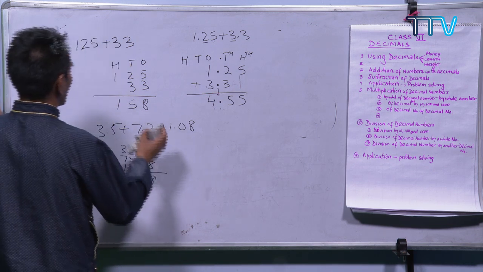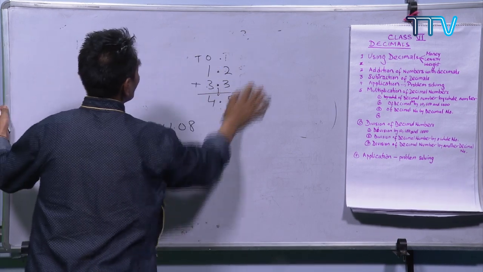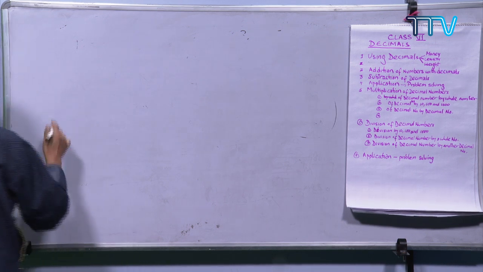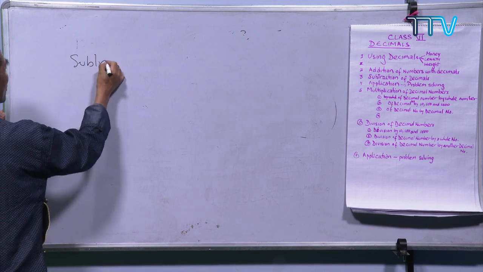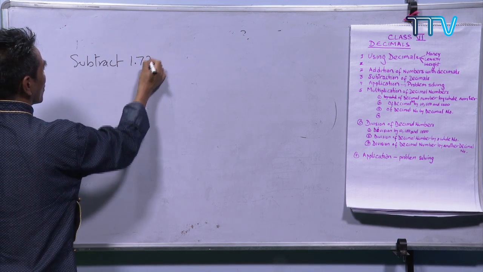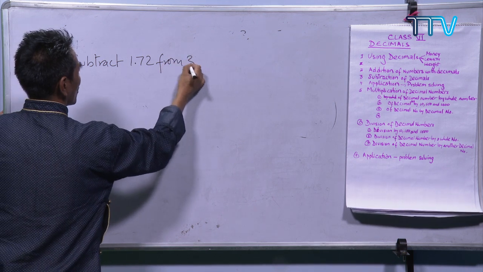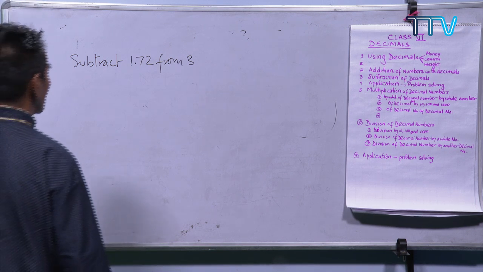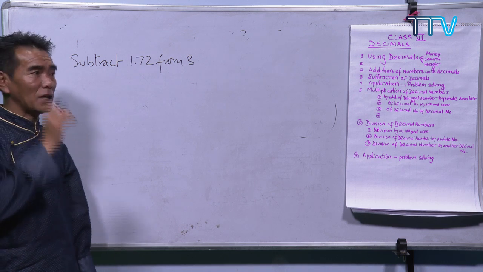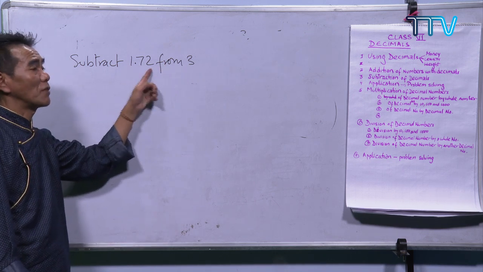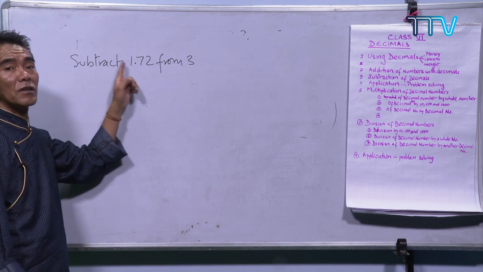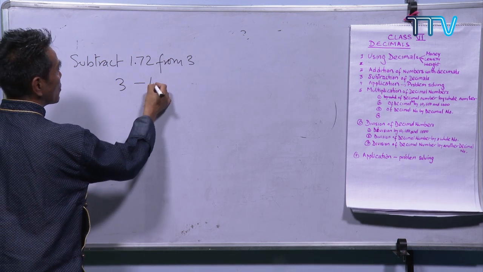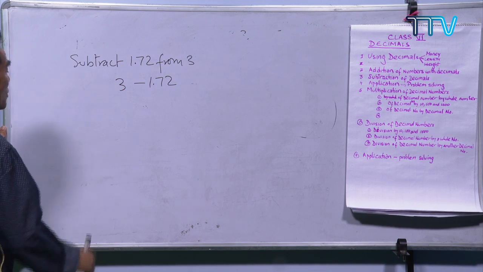Okay. Now we'll do subtraction. From 3, you are asked to subtract 1.72. Or subtract 1.72 from 3. So you have to write 3 first. 3 minus 1.72. Tens number 3, whole number 2.